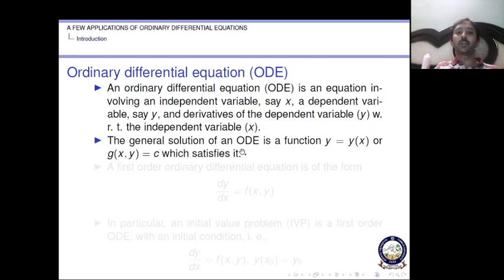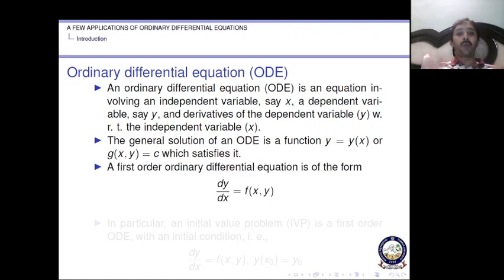The general solution of an ordinary differential equation is a function y equals y of x, or g of x comma y equals c, which satisfies it. That means that if you are able to find a function y equals y of x, or a function of x and y equals some constant, which satisfies a differential equation, then it is said to be the general solution of the given ODE.